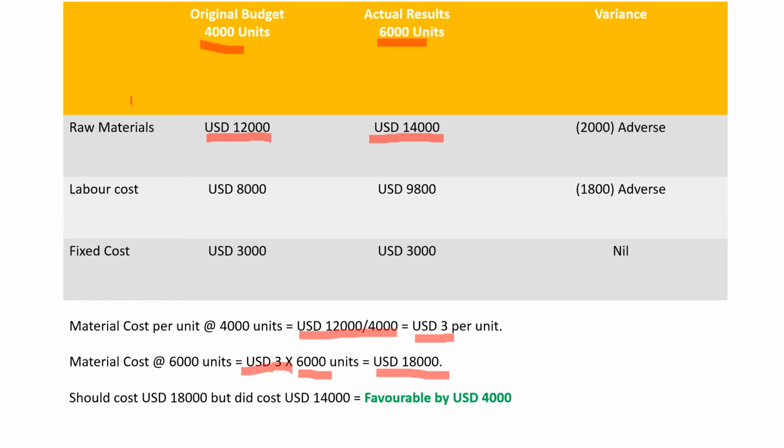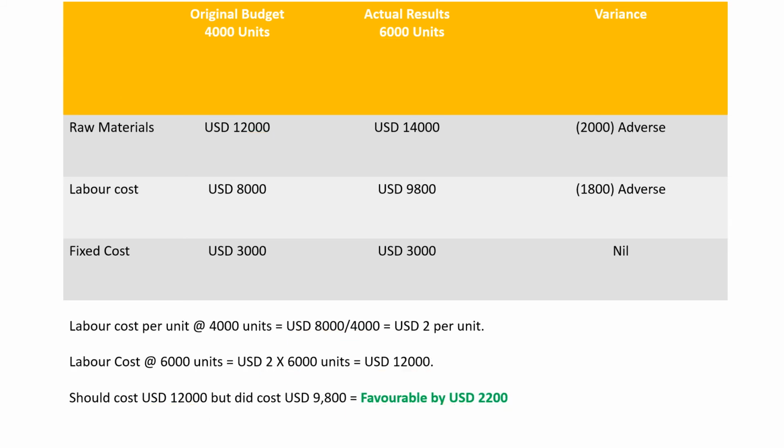It should cost $18,000, but it did cost only $14,000. So the cost was lower, which means that it is not an adverse variance. It is actually very good for the business because the business has saved $4,000 when it comes to raw material cost. In management accounting terms, we call that a favorable variance.